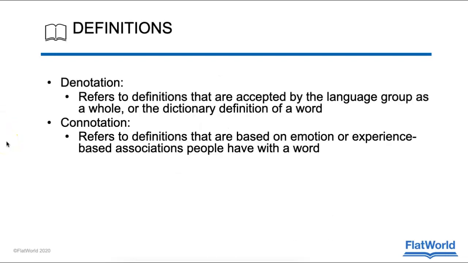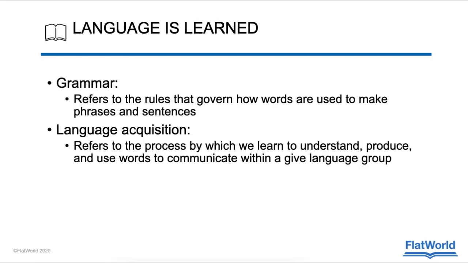All right, some definitions here. I'm not going to go over those, but denotation refers to the definitions that are accepted by a language group, and then the connotation refers to definitions that are based on emotion. So make sure you understand those. I can pretty much tell you they're going to be on a test in the near future. Of course, we're talking about a test that's at the end of the semester, but make sure you understand those.